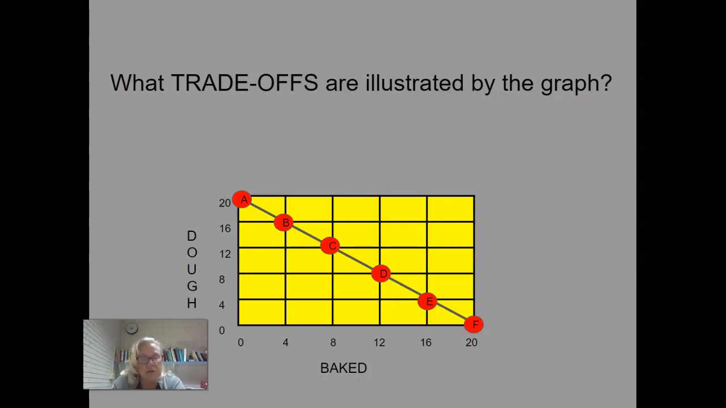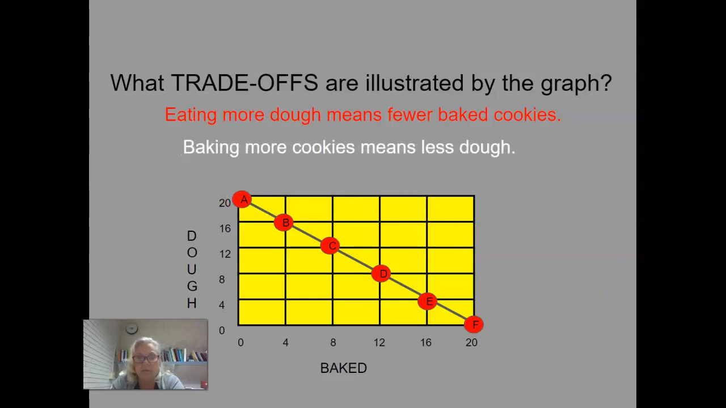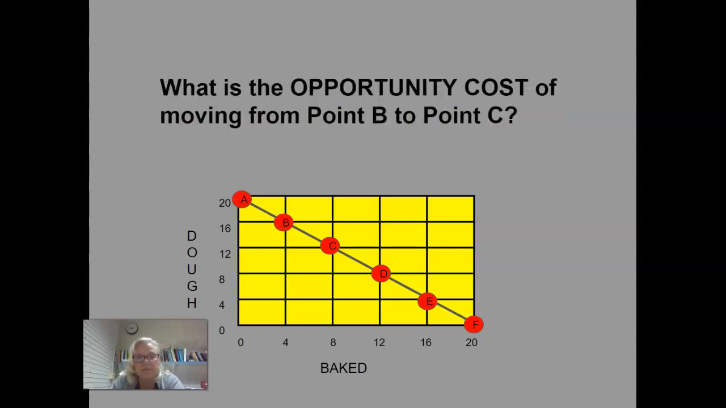What trade-offs are illustrated by the graph? So eating more dough means fewer baked cookies. Okay, so if you go ahead and you eat the dough, you're going to have less cookies available. Baking more cookies means less dough is available. So these are the trade-offs.